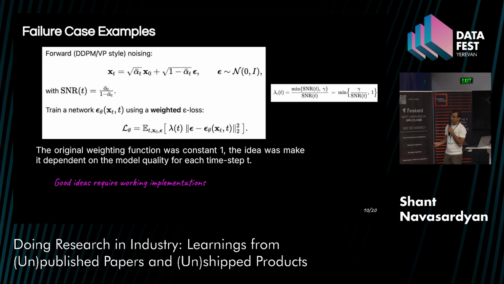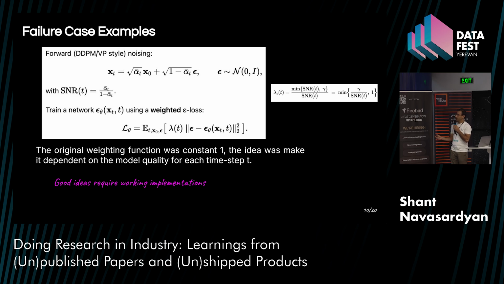And what we decided to do is to change this weighting function to be dependent on the signal-to-noise ratio, or dependent on the input images or input noises. So we failed to do that. Because the idea was somehow clear, but the implementation was not as good as it should have been.